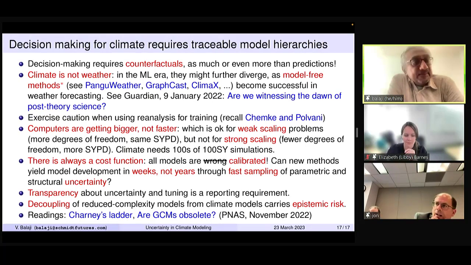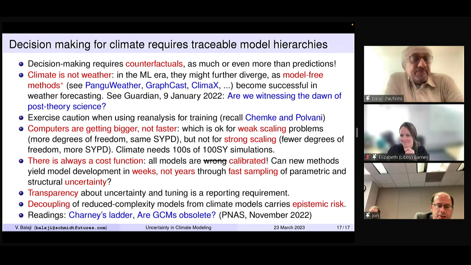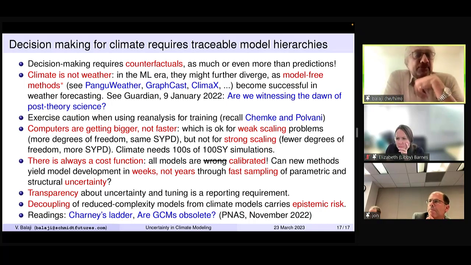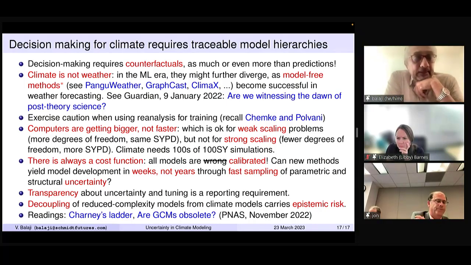That makes sense? It does, but I don't agree. I think that you have to understand how weather systems work in order to understand how the climate system works. I think there's no escaping that. But that's just... For climate, I don't agree. I don't disagree at all. Yeah. Okay. I completely agree.